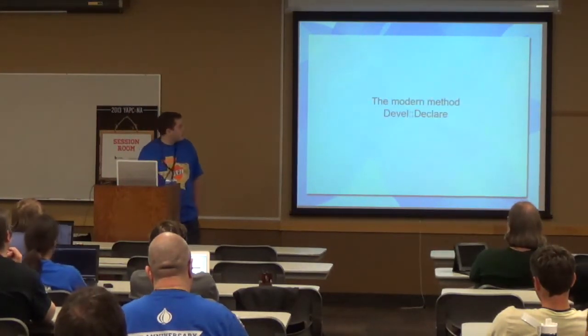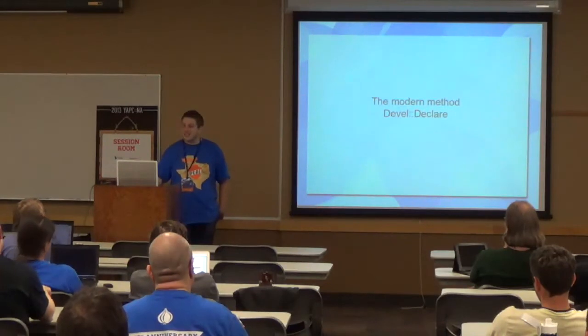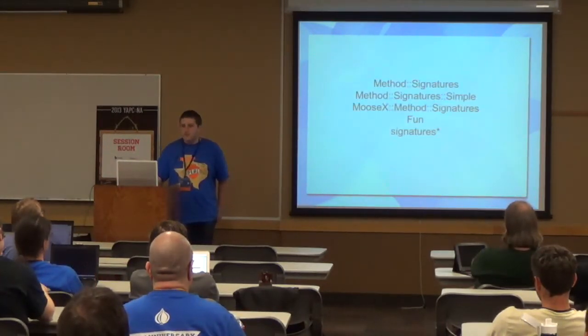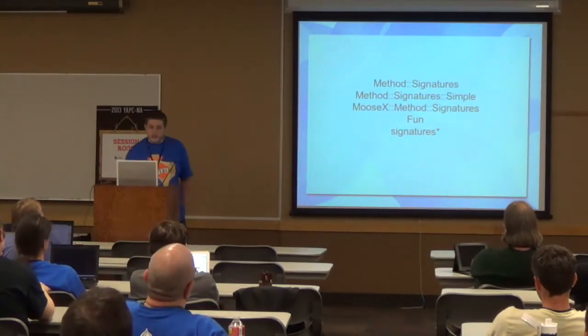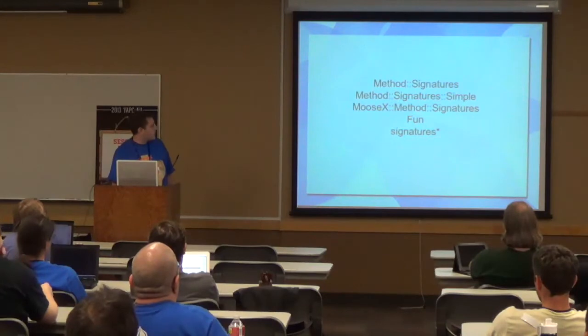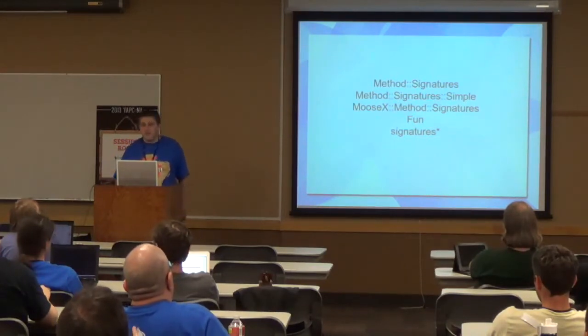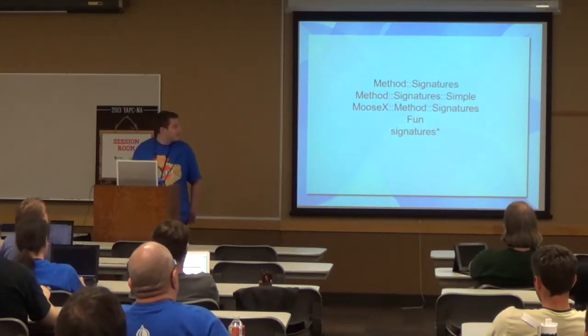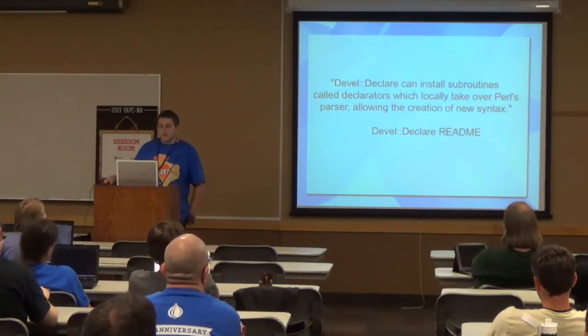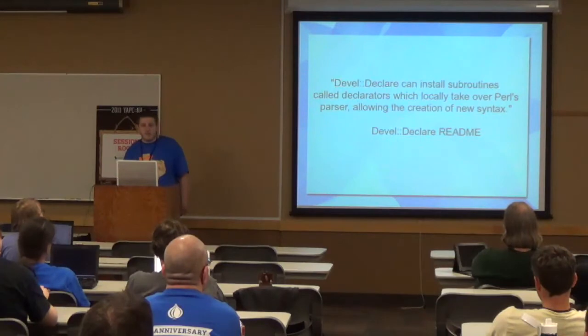So the modern method, Devel::Declare, or devil declare. There's a bunch of them, and these are just the ones that I found with a quick search. So Method::Signatures, Signature::Simple, Method::Signatures::Simple, Fun::Signatures. I don't even know all these. I just found them. They look like signatures, and looking through. So Devel::Declare, for those who don't know, it installs subroutines called declarators, which basically take over parsing Perl for you at some point in the middle.